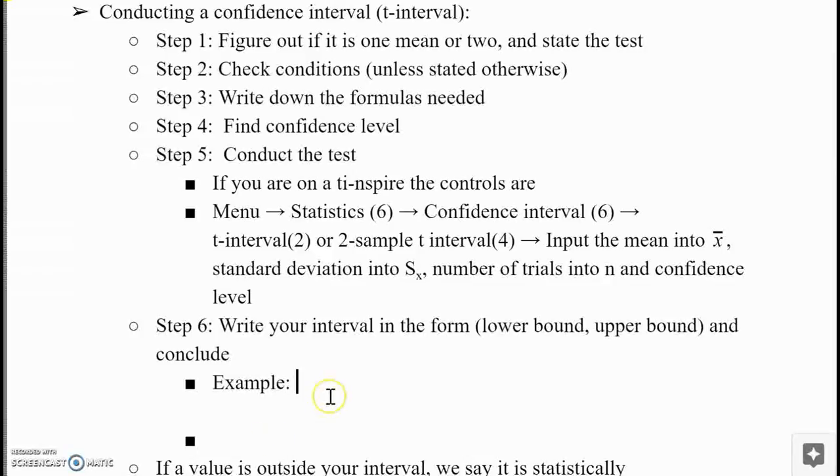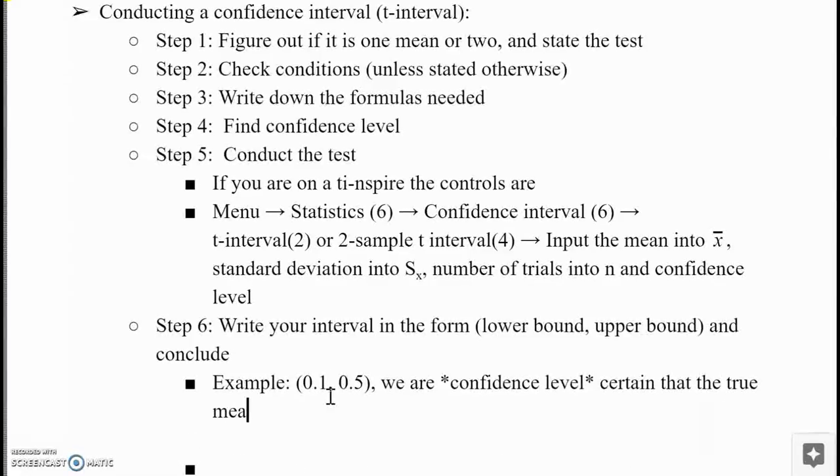For example, if your interval was 0.1, comma 0.5, write like this, and we are followed by a confidence level. So if it was 95, we would say we are 95% certain that the true mean of whatever variable you're looking at lies between 0.1, comma 0.5, or you could just write between 0.1 and 0.5, our interval.